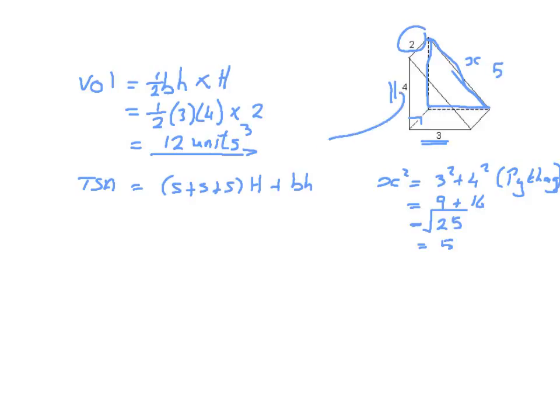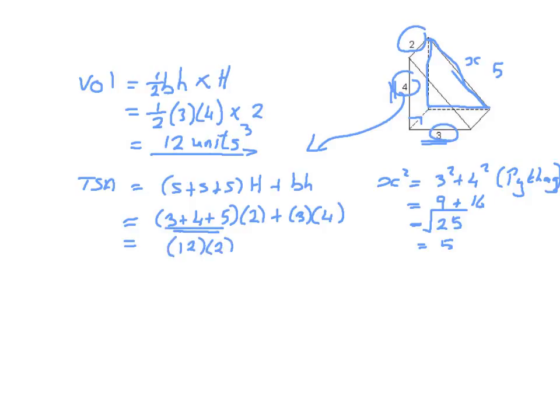So now I can come back to what I was working on once I've done my Pythagoras and say, well, the sum of the sides is 3 plus 4 plus 5 multiplied by the height of 2, and our base we said was 3 and our height was 4. Remember, that's the base, that's the height. Bod maths again, I've got to work out what's in the brackets. 3, 4 and 5 gives me 12 multiplied by 2, and 3 and 4 gives me another 12. And 12 multiplied by 2 gives me 24. And 24 plus 12 gives me 36.